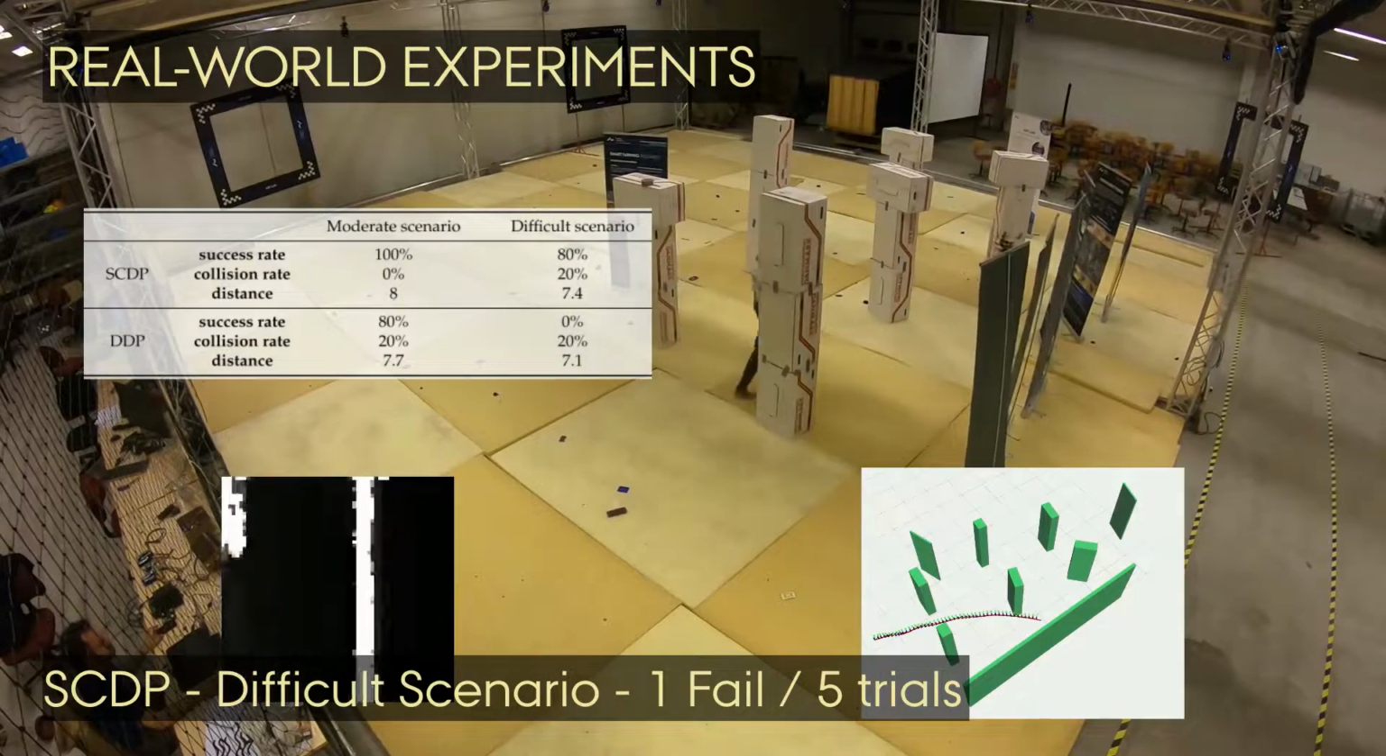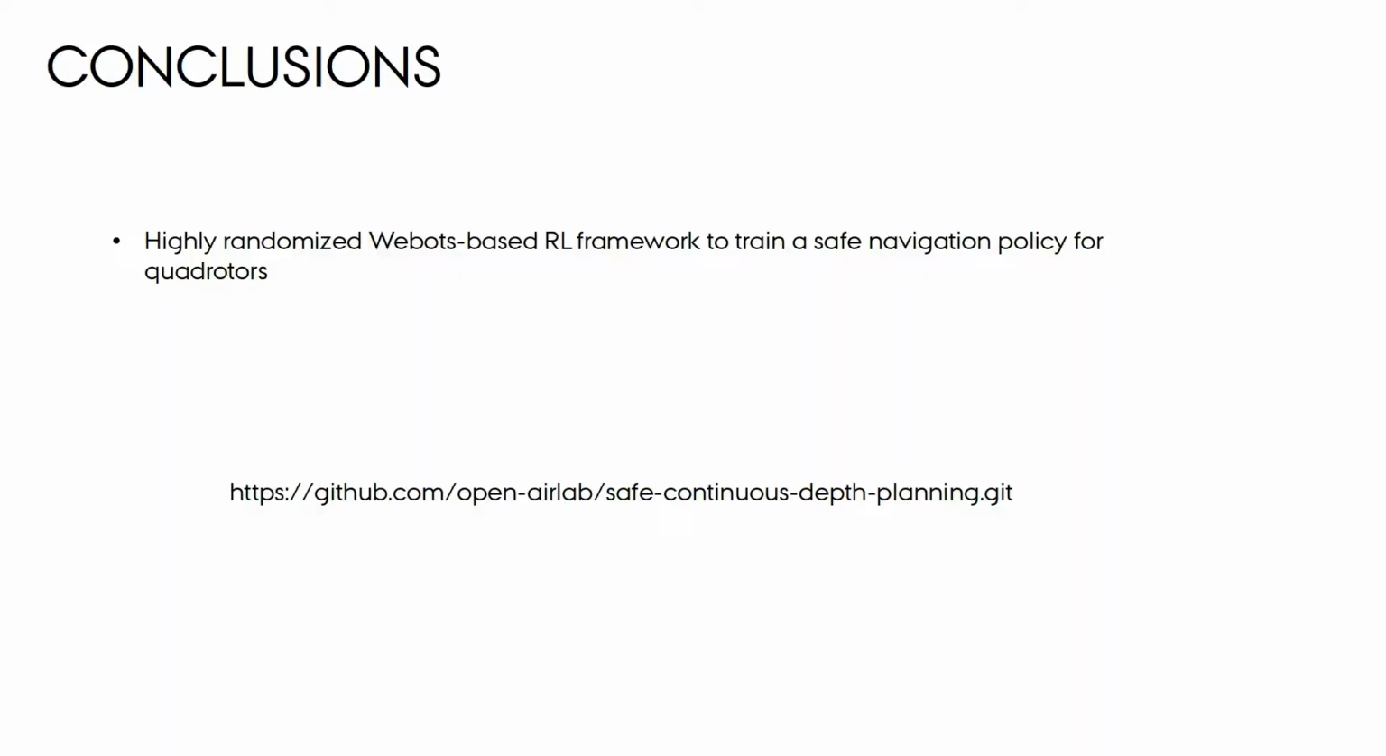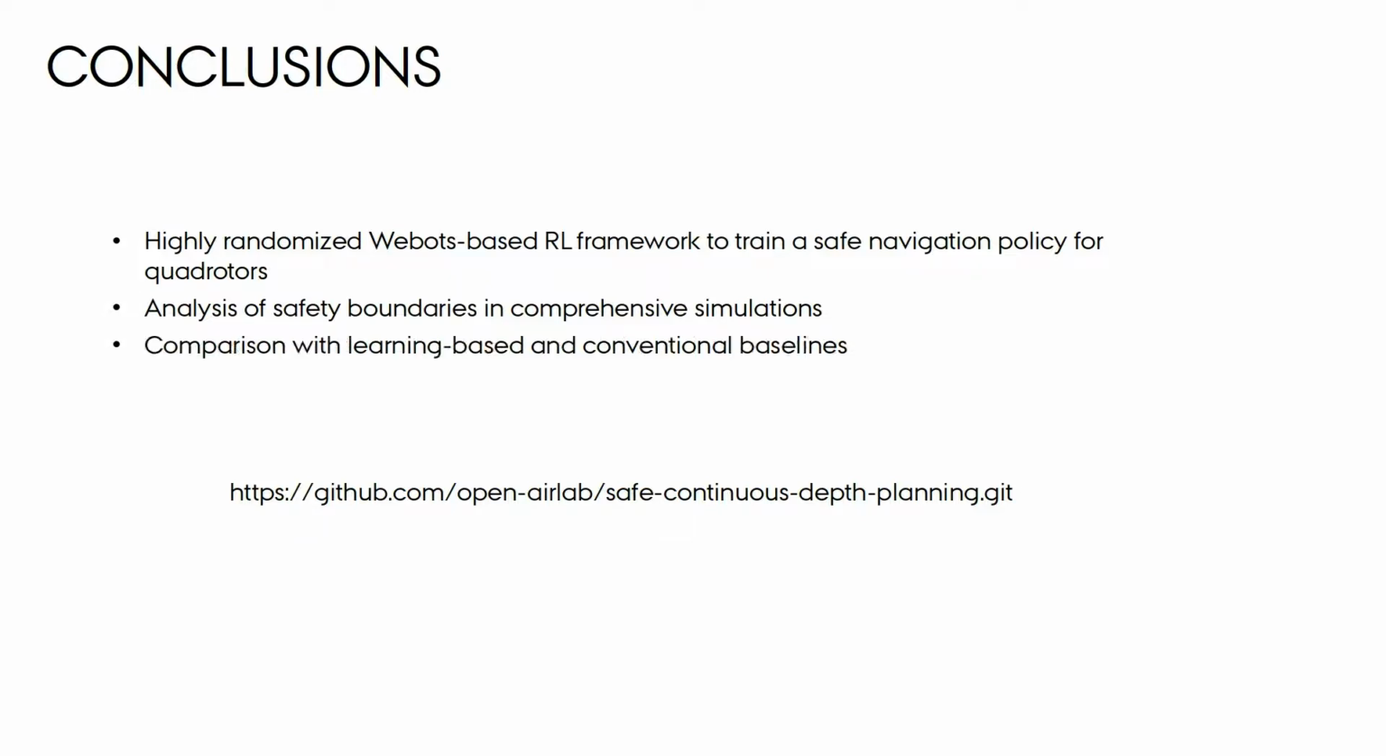To sum up, we propose a VBOT simulation-based RL framework, including highly randomized obstacle configurations, enabling safe end-to-end planning. We also analyzed the effect of proposed safety boundaries in comprehensive simulations, together with a comparison with learning-based and conventional baselines. Finally, we demonstrate the planner in highly occluded real-time experiments by direct sim-to-real transfer.